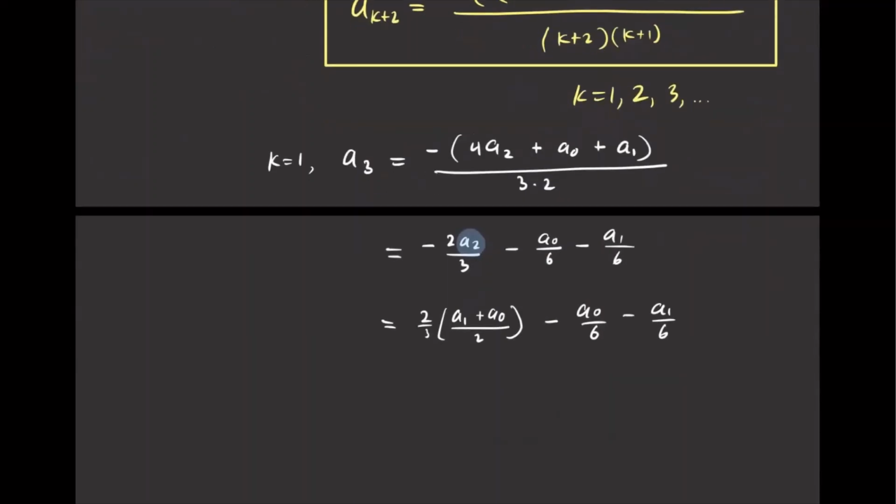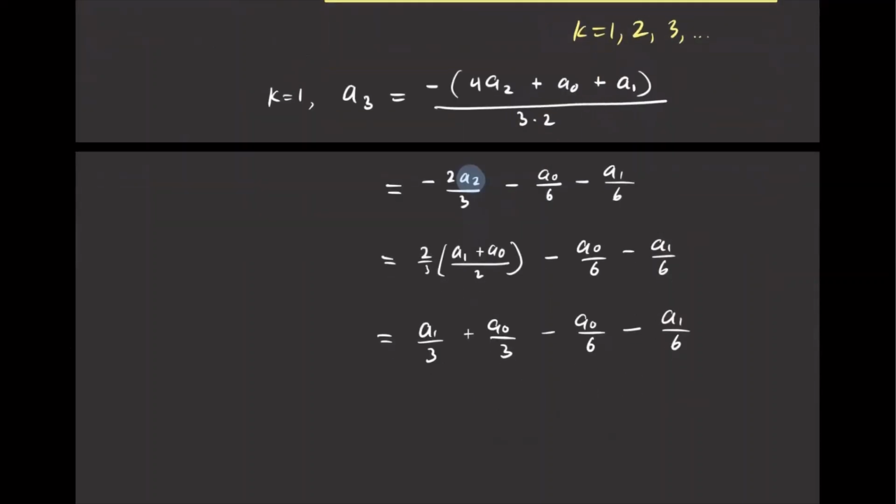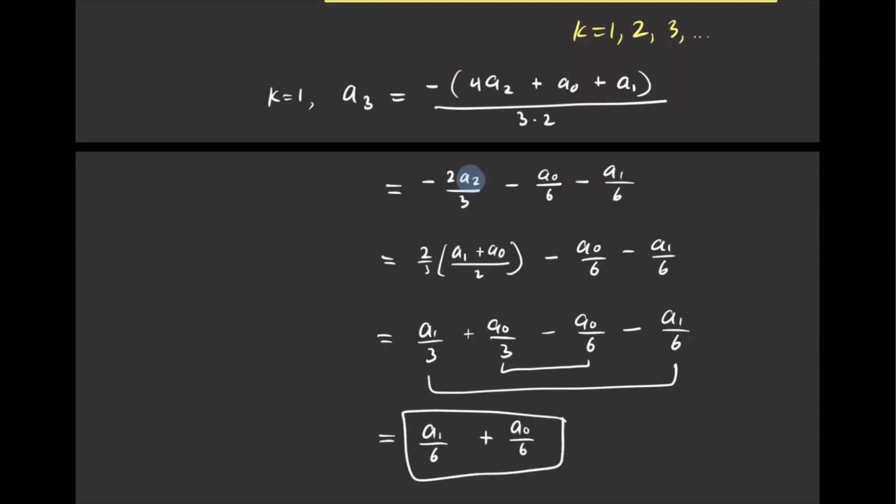Now let's combine and we'll simplify this. So this would give us a sub 1 over 3 plus a sub 0 over 3 minus a sub 0 over 6 minus a sub 1 over 6. And you can combine now, like this one and this one, they can be combined. So that will become 1 a sub 1 over 6 plus, and then these also can be combined. So that's, again, a sub 0 over 6. So there you have it, your coefficient a sub 3.